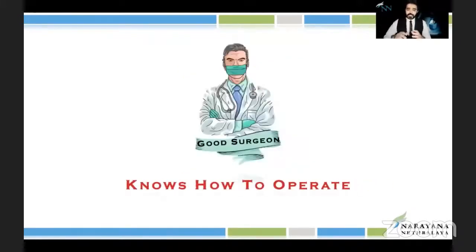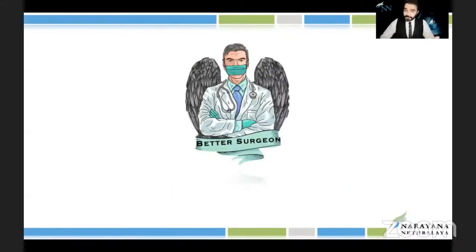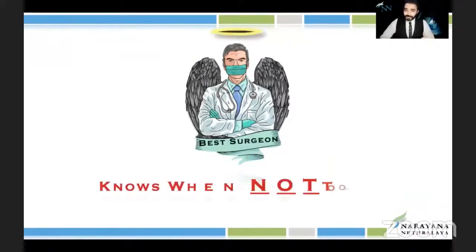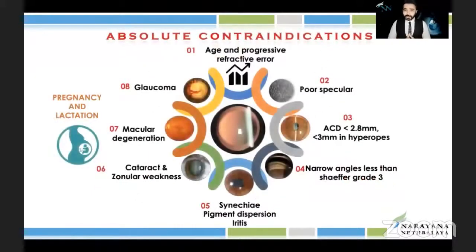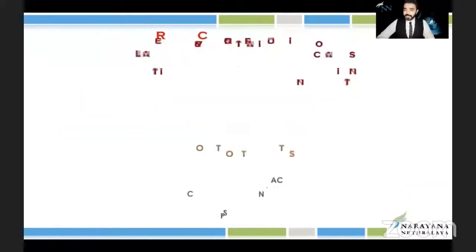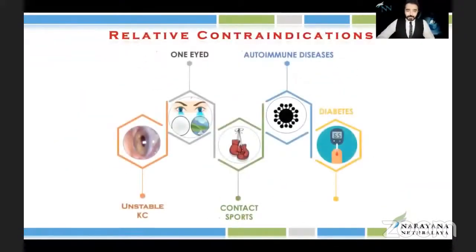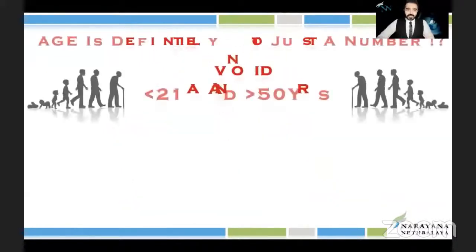But let's talk about what's a good surgeon. A good surgeon knows how to operate. A better surgeon knows when to operate. And the best surgeon knows when not to operate. So let's look at when not to do a phakic IOL implant. There are many contraindications in implanting a phakic IOL, so let's go one by one.